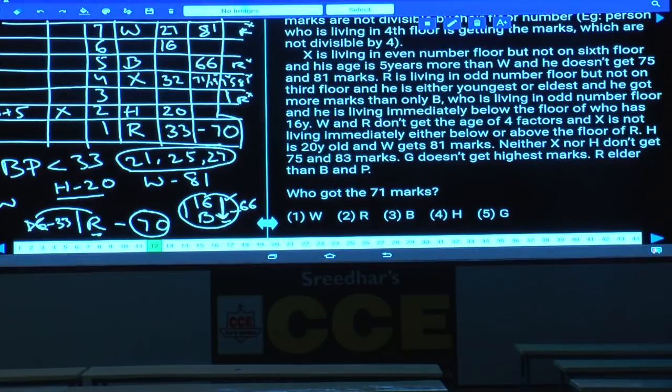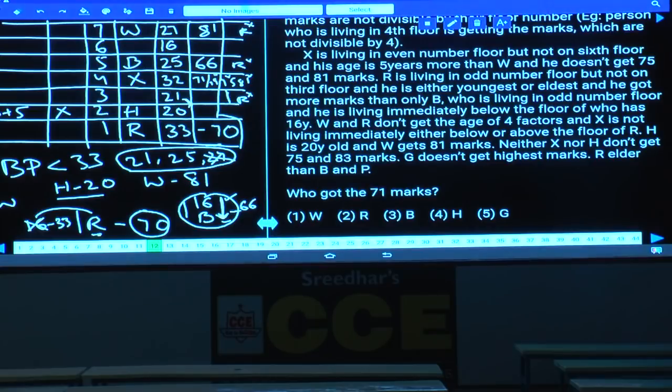Then what is left over here? 27 done. Now we are left with 21 and 25. Between these two, 21 cannot be the person living on the 3rd floor, isn't it? Hence, what is the age of this one here? And 25 cannot be here either. Why? If 25 is here, 20 and 25 are adjacent to each other, which is not possible. As 25 cannot be here, this B must be 25 years old and this person must be 21.